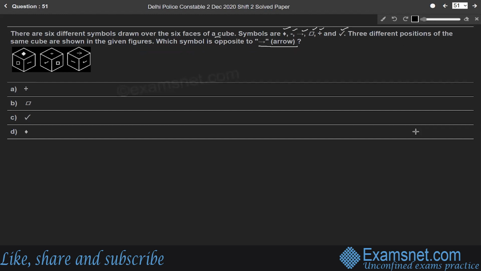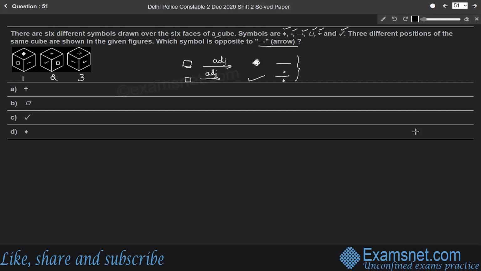So here, first position, second position, and third positions of the cube are given. Look at the first and second position. It is clear that the adjacent sides to the quadrilateral are the diamond shape, which is shaded, the diamond, and the negative sign. Whereas in the second position, the adjacent sides to the quadrilateral are arrow mark and division sign.